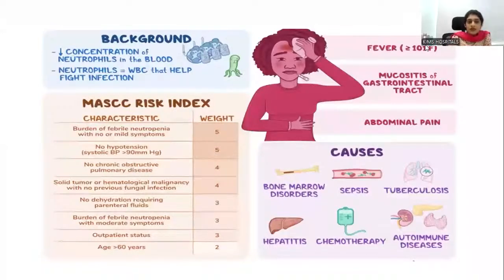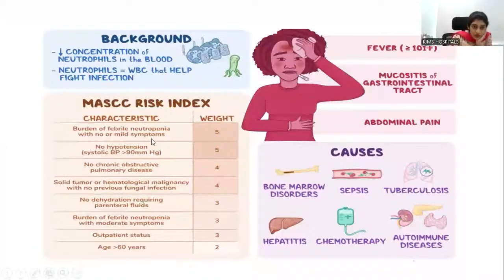In neutropenia there is a decrease in the concentration of neutrophils in the blood. And what are neutrophils? These are one kind of white blood cell that helps to fight infection. For febrile neutropenia, we have different risk stratifications. One risk stratification is the MASCC risk index. In this, there are a few parameters which we look at, and a few scores which we assign. Based on these scores, MASCC more than 21 and less than 21 is what we generally consider.